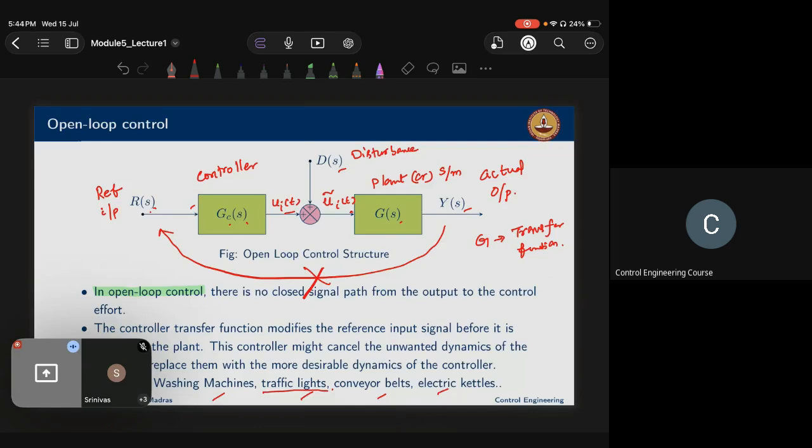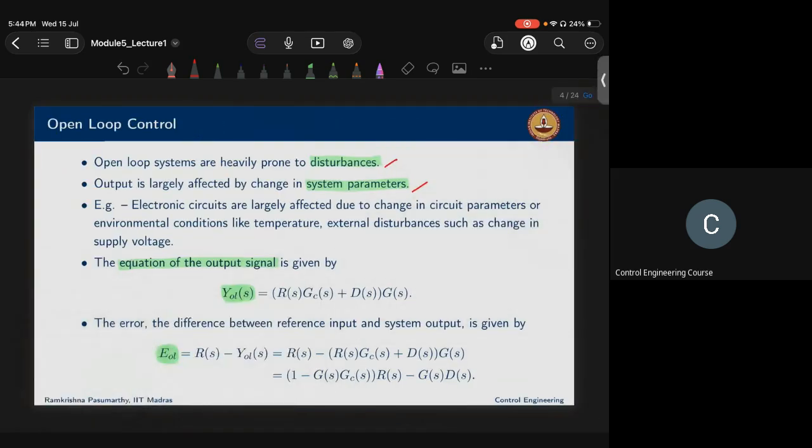So this is that equation: R of S multiplied by G of S plus D of S multiplied by G of S. So this is one term. Is this clear? Any queries? If you are having any queries, please ask me. That is the output value Y OL of S.